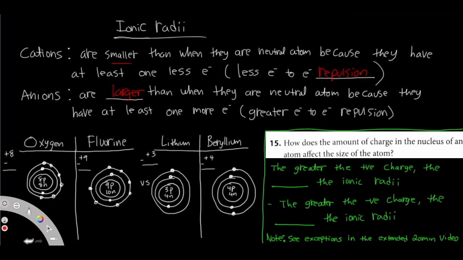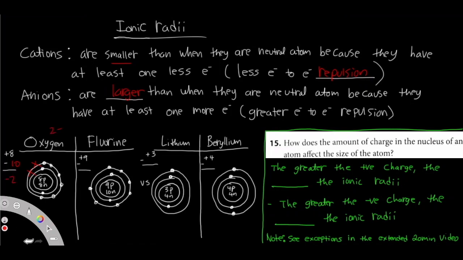All right, oxygen. Let's look at this question down here. Oxygen has a +8 because of its proton number of 8. It's going to gain 2 electrons because it's a group 16 element in order to become stable and happy. So we now have 10 electrons. 8 minus 10 gives you -2.